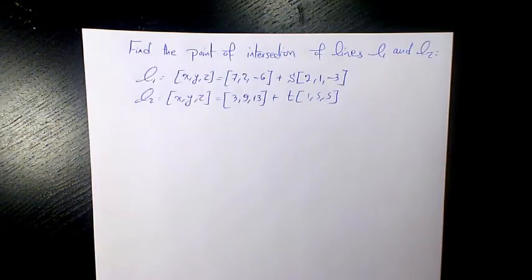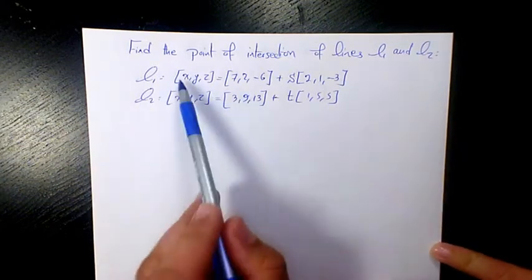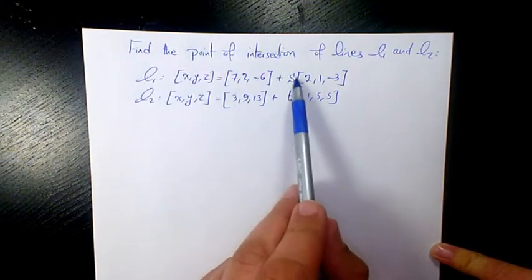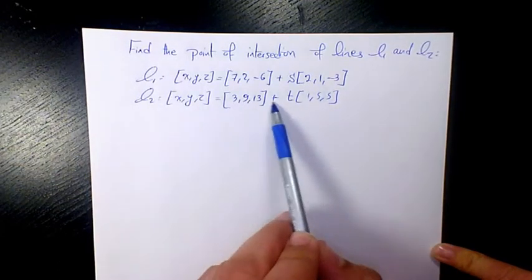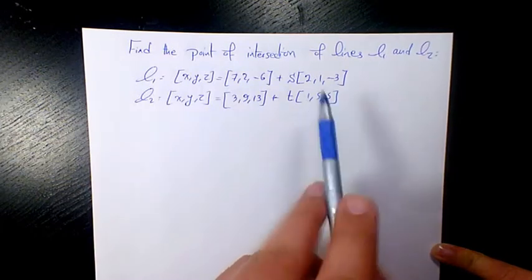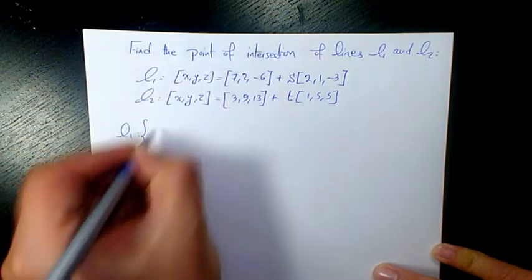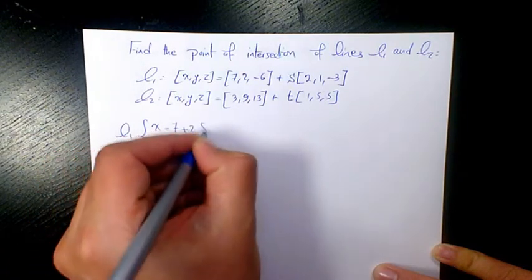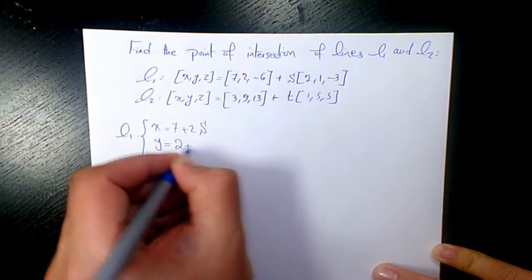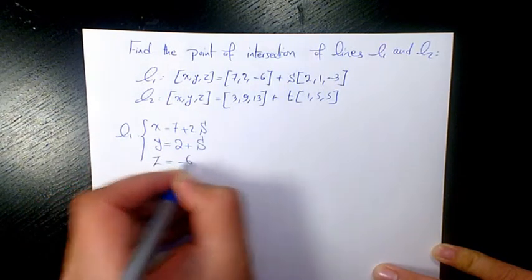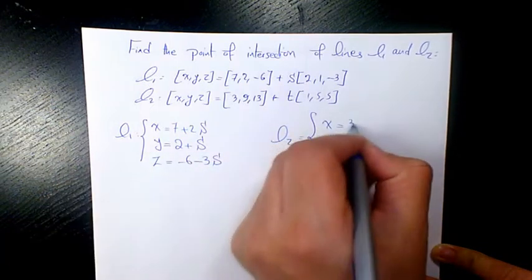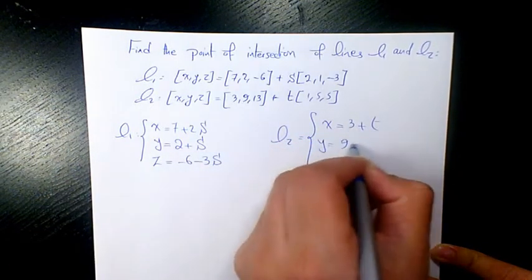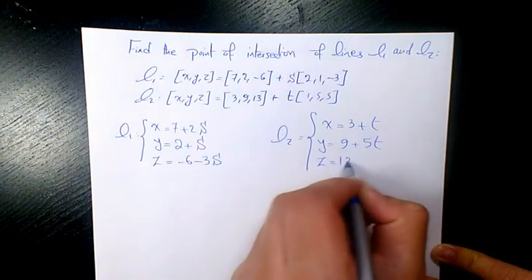Now let's see this example. It says find the point of intersection of lines L1 and L2. We have xyz equals 7, 2, negative 6 plus s times 2, 1, negative 3. L2 is xyz equals 3, 9, 13 plus t times 1, 5, 5. If I write it in parametric form, we have x equals 7 plus 2s, y equals 2 plus s, and z equals negative 6 minus 3s. L2 is x equals 3 plus t, y equals 9 plus 5t, z equals 13 plus 5t.